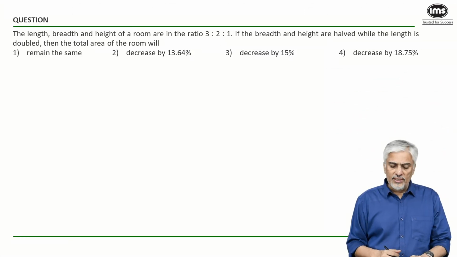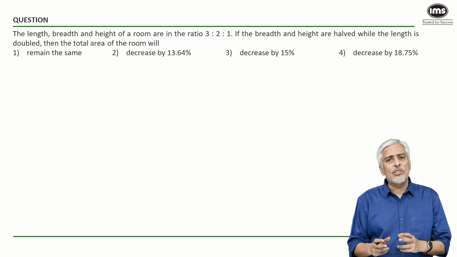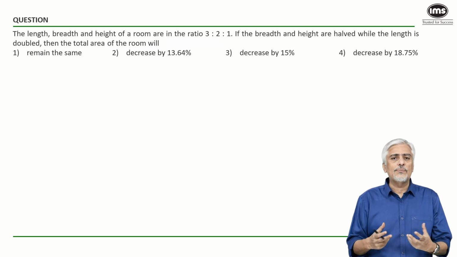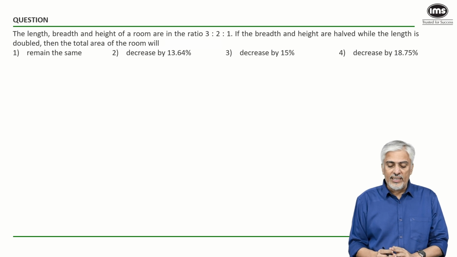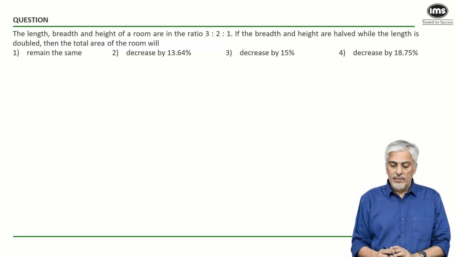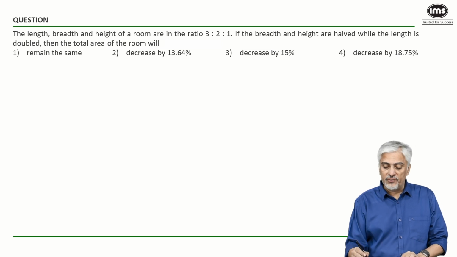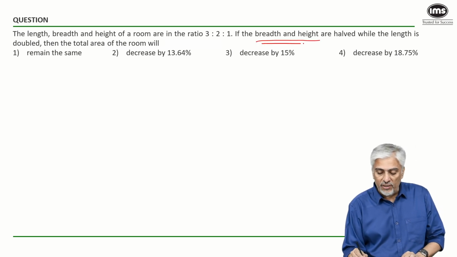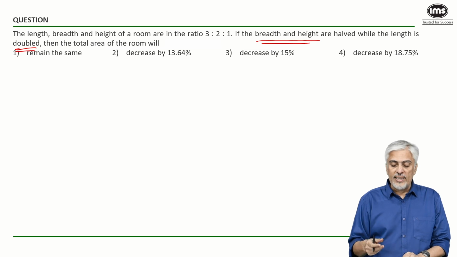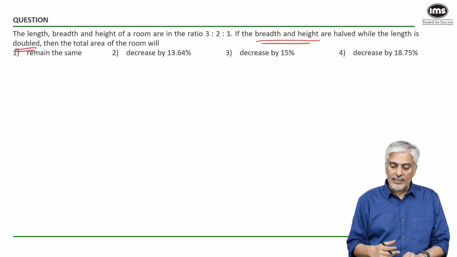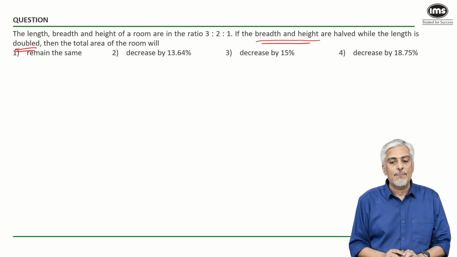Looking at the next question, this includes a little bit of geometry, so you'll need a little bit of concepts of geometry. I'll give you the concept which I use. The length, breadth and the height of a room are in the ratio 3:2:1. If the breadth and the height are halved, while the length is doubled, then the total area of the room will what? All the options are decreased except one which remains the same.